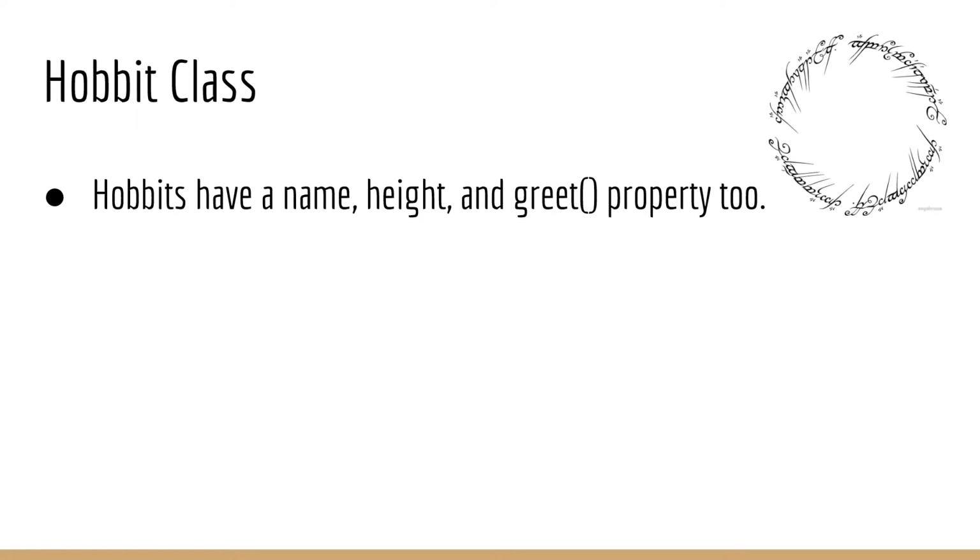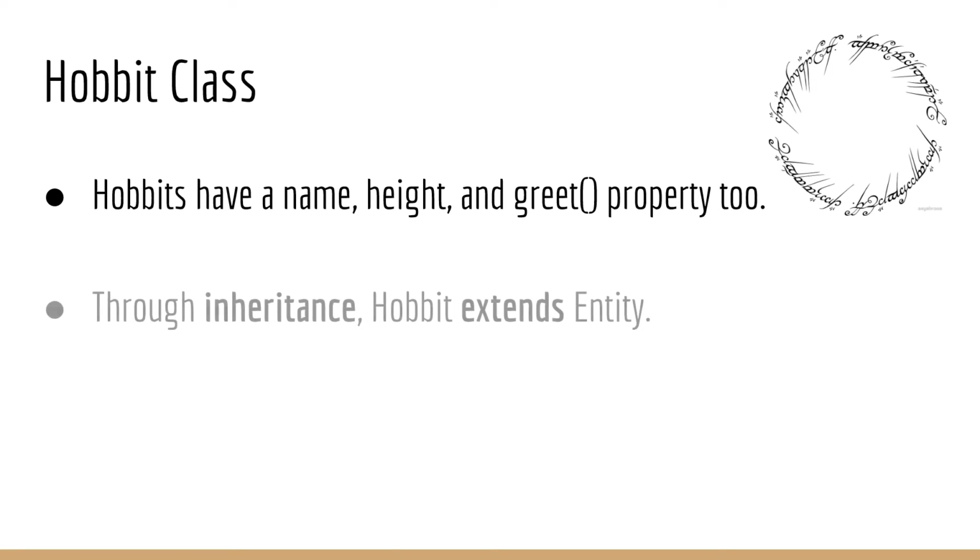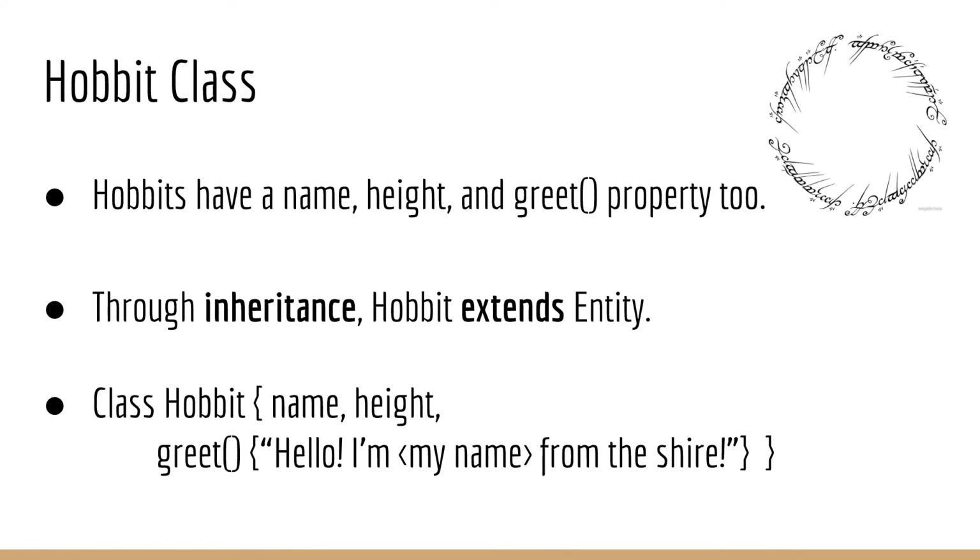Luckily, object-oriented programming supports the idea of inheritance, and this means that one object or class can just extend upon another one to receive all of the original class's data. So, Hobbit will just extend upon entity and receive those parent properties. Inside our Hobbit class now, we'll overwrite the original greet function and set the Hobbit's greeting to something else. For example, "Hello, I'm blank from the Shire."